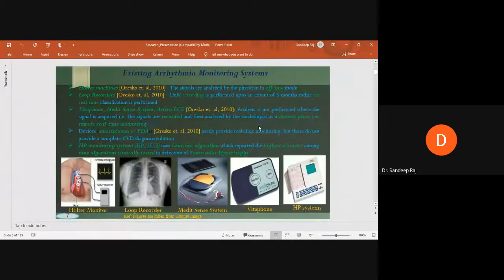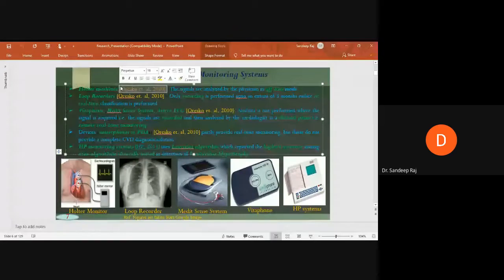Now coming to what existing systems we have and what advancement we require. Currently Holter machines are available, and this has been reported in a paper published in IEEE Transactions. The basic theme of Holter machines is that the signals are only captured by the machine and no analysis is done. Only storage is possible, and it gives no feedback. The data is analyzed by a physician in offline mode. It stores the data for 24 hours.